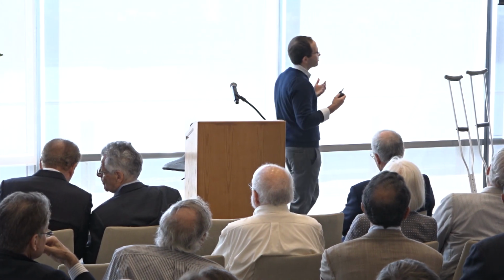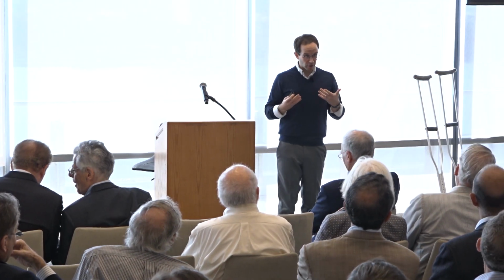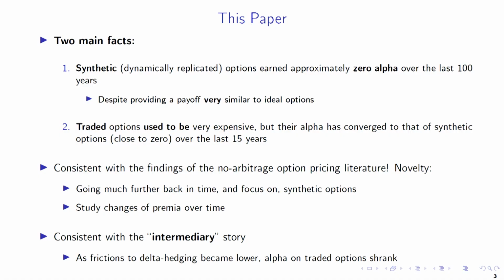What we're going to do in this paper, I'm going to show you two empirical results that we have. The main thing that we're going to do is look at synthetic options. So we're going to dynamically replicate options. We're basically going to do what you would do if you were trying to hedge an options position, which is to say that the Black-Scholes delta is going to be your position in the underlying. You're going to be updating your position once a day and use that to try to replicate the return on an option. And we know that shouldn't be perfect, but it's going to work surprisingly well.